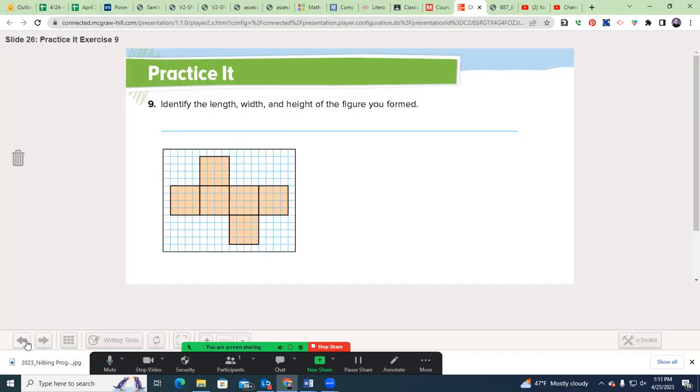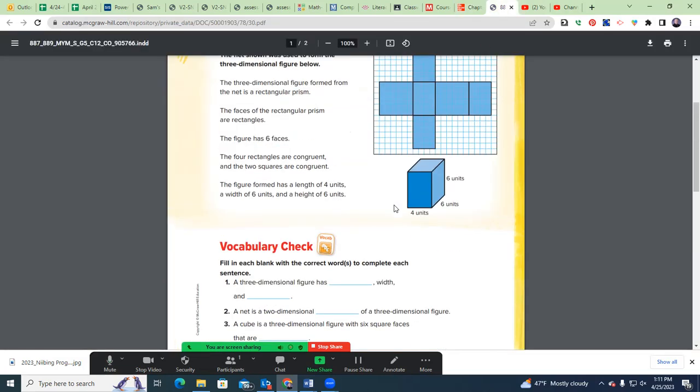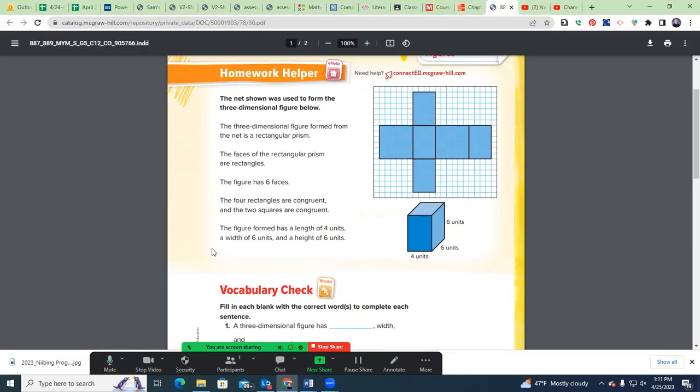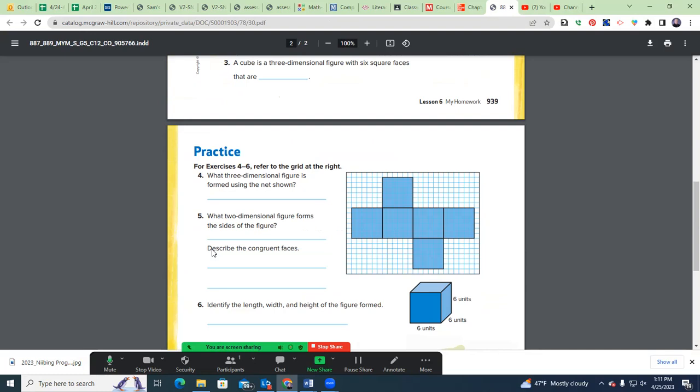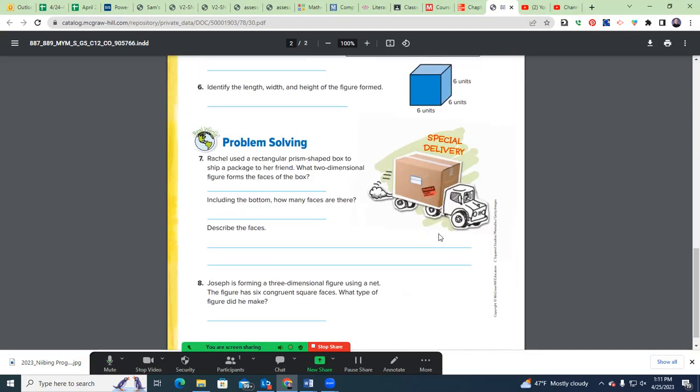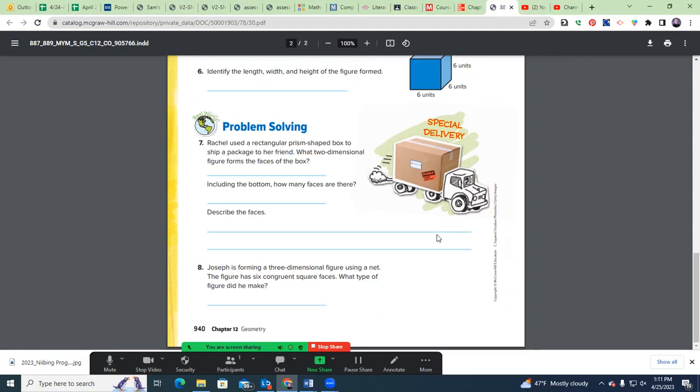And the last practice one today. Length, width, and height, well, I kind of gave that away. 4, 4, and once you put it together, it's going to be 4 again. So looking at the homework, you can see that again, and it talks about it. There's a vocab check. You can refer to this grid. And complete it.